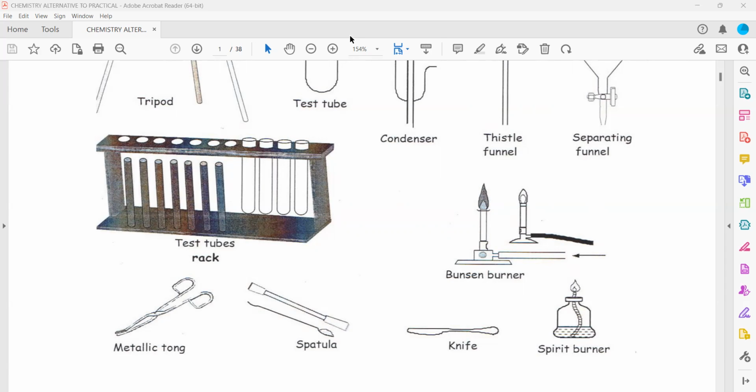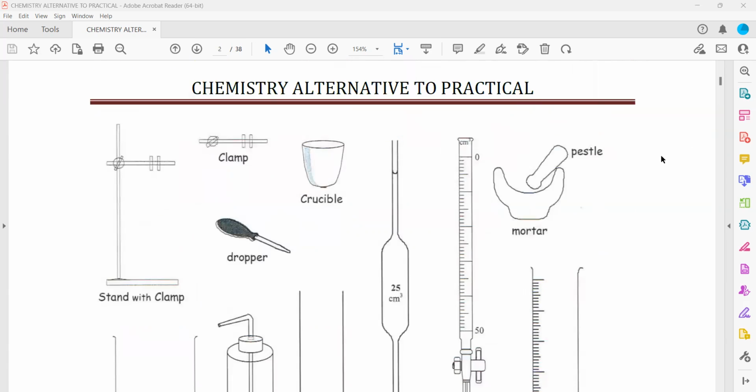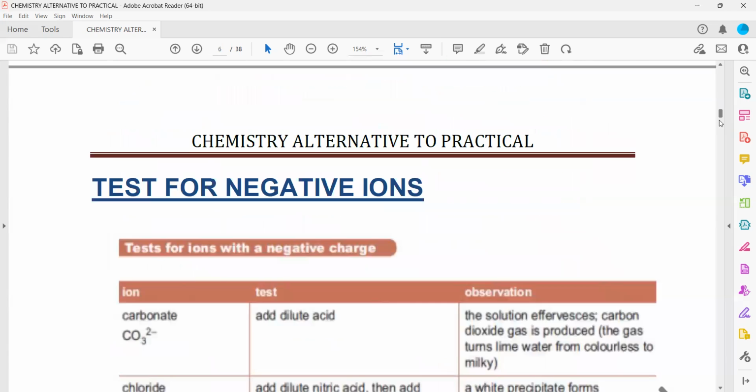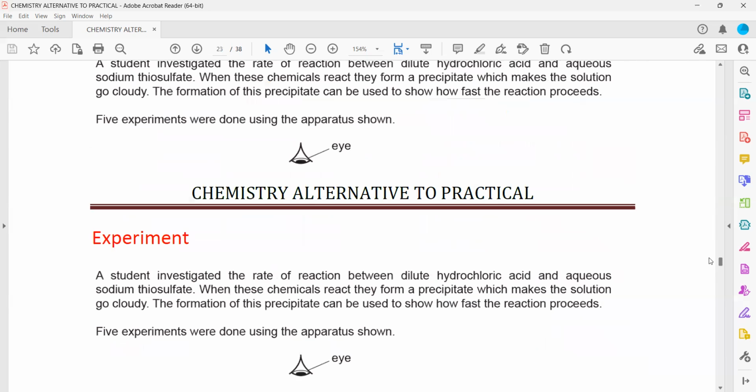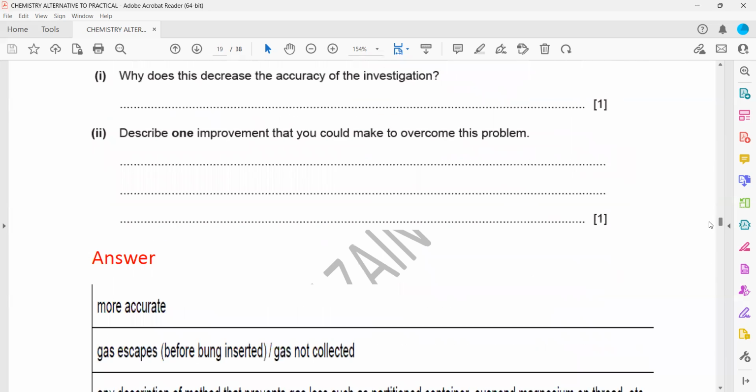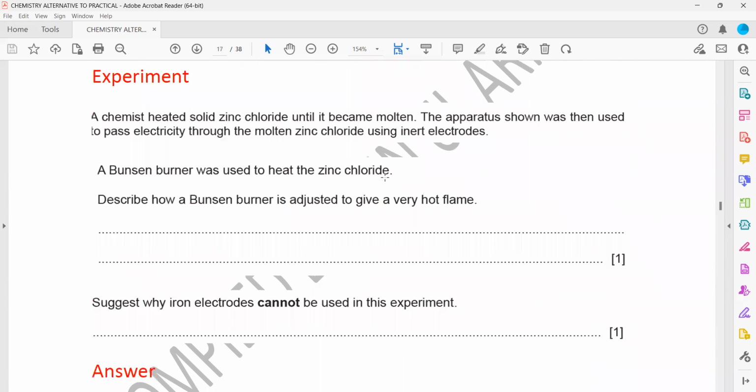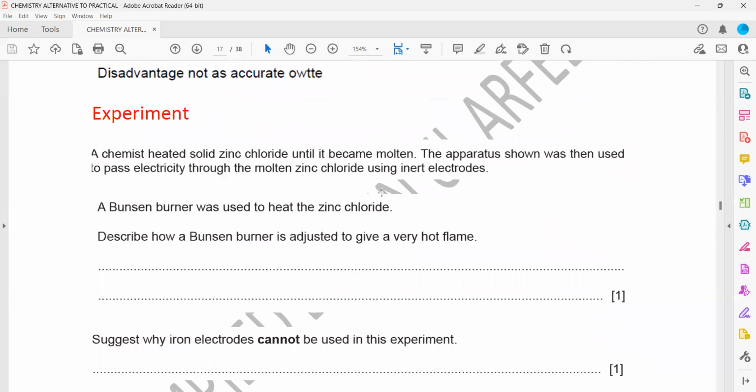It is shown here at the bottom, the collar, the air hole is there. Page 17. And then suggest why iron electrodes cannot be used in the experiment whenever we are doing an electrolysis experiment. Why can't we use iron? Because it's reactive, yeah, that's right. Because reactive materials cannot be used as electrodes.